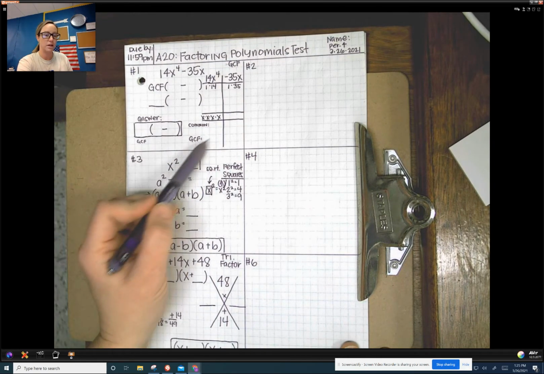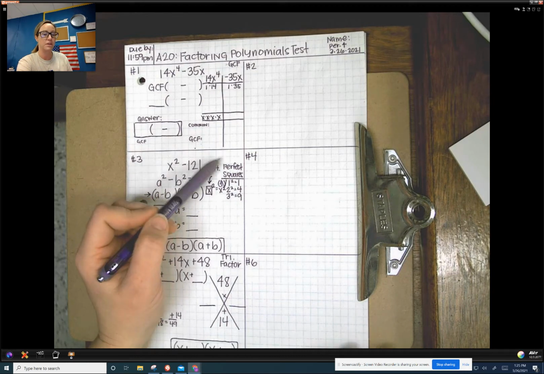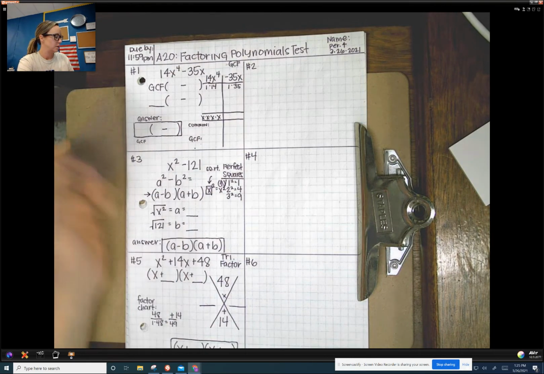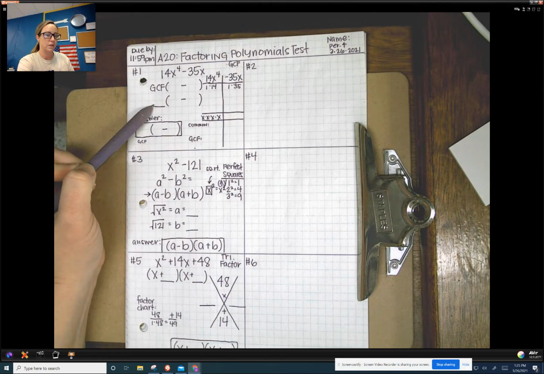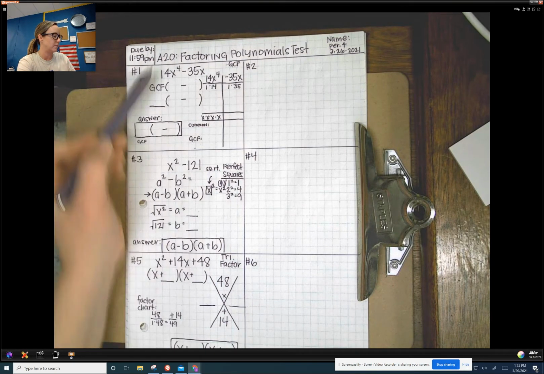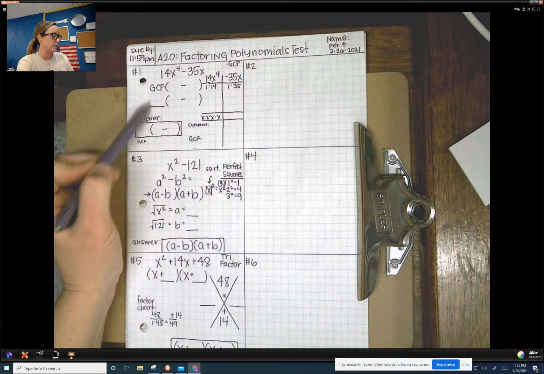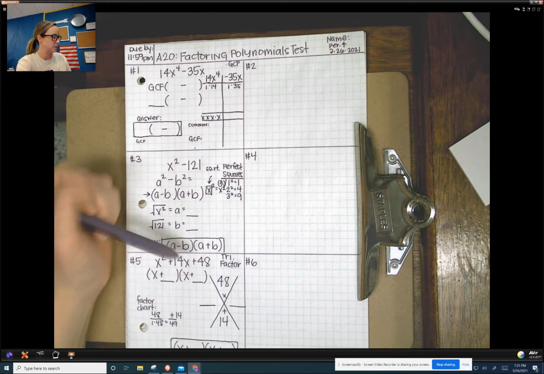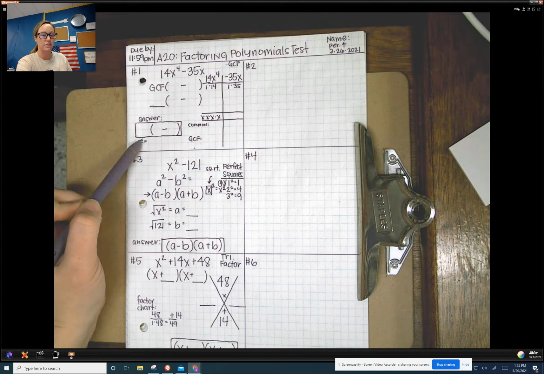That's going to be your greatest common factor, which is going to be the largest factor that they have in common, including the largest variable that they have in common. That's going to go here when you're done. You're then going to find its factor pair, or what you would have to multiply it by to get 14x to the fourth, and then what you'd have to multiply the GCF by to get 35x or negative 35x. When you're done, you're going to box all your answers.